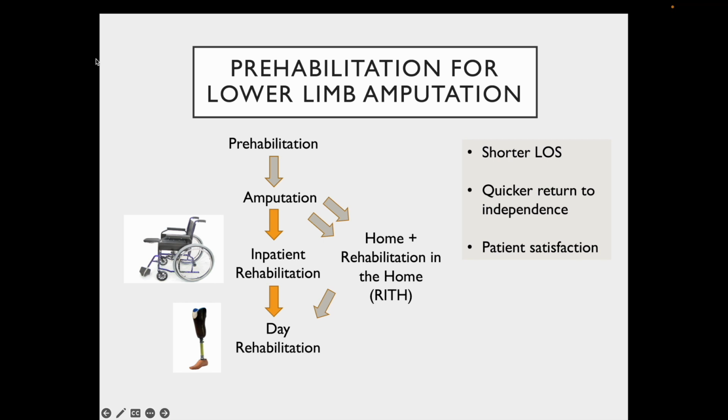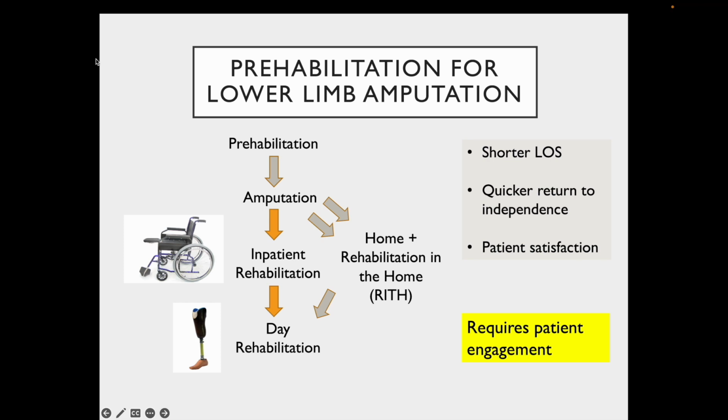Bear in mind that the minimum criteria for a patient to be discharged home with a home-based program is that they're able to independently function from a wheelchair, which includes wheelchair transfers, wheelchair propulsion, and accessing essential areas of the house. They also have to be independently toileting. Now, it's important to bear in mind that the prehabilitation program is only ever effective if the patient is engaged.